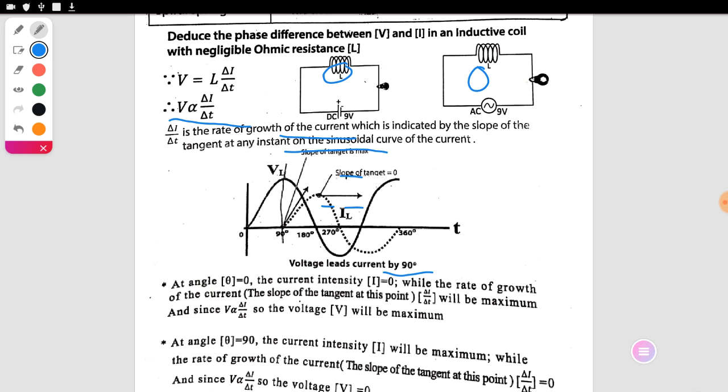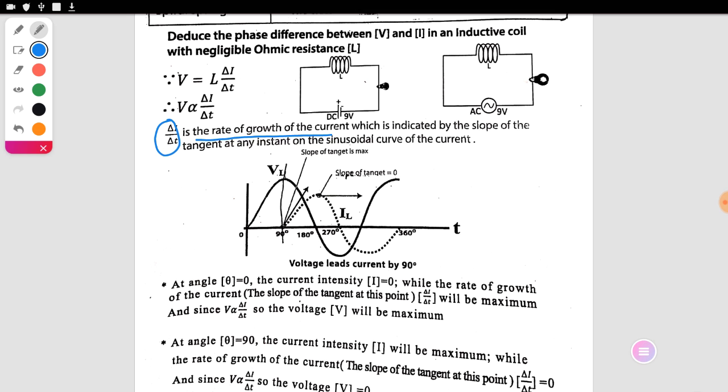Deduce the relation between the voltage and the induction coil with negligible ohmic resistance. From chapter 3, we observe that voltage equals L delta I over delta T. L is the self-inductance, which is constant. This means that voltage is directly proportional with delta I over delta T. Delta I over delta T represents the rate of growth or the rate of decay of the current, which can be represented as a sine or cosine curve, a sinusoidal curve.